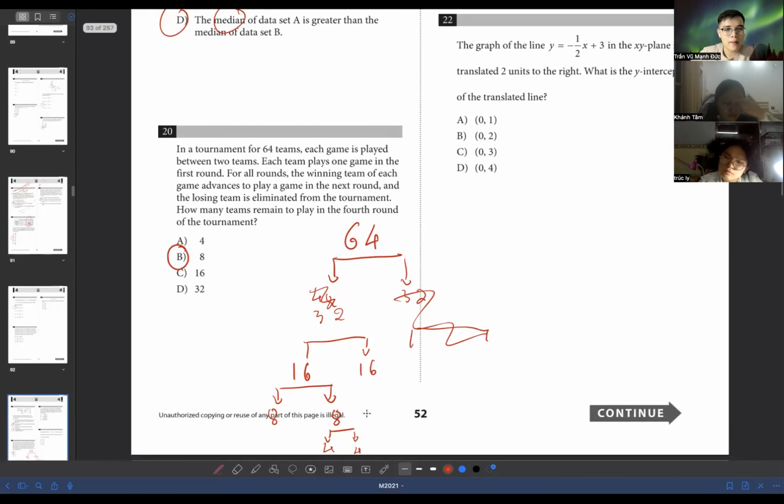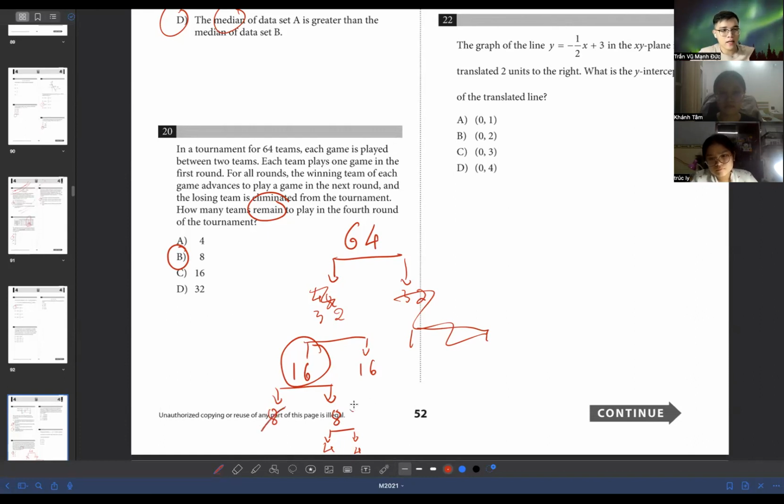Sometimes, look, remain. How many teams remain to play in the fourth round? The remaining to play on the fourth round are the teams that take part in the fourth round, not the teams resulting from the fourth round. So it's not 16, because this would be the teams that remain from the third round. When a team remains from the fourth round, it means that the other half is eliminated.